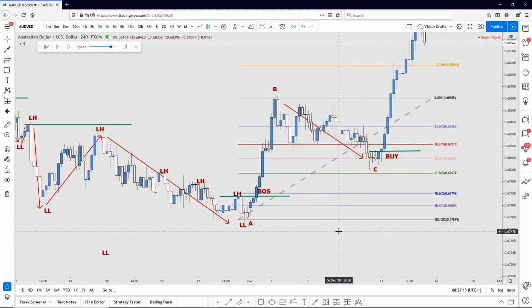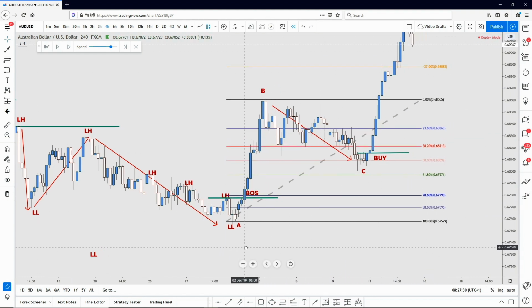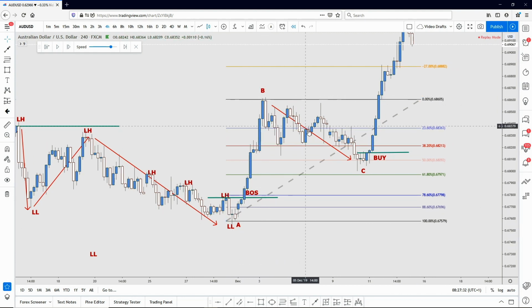So I want you to practice these two skills. You want to be able to draw Fibonacci in an uptrend, and you want to be able to draw Fibonacci in a downtrend. And as price moves down, you have the impulse wave, retracement, impulse wave, retracement, and you've got to be able to draw Fibonacci on every impulse wave retracement. All right.